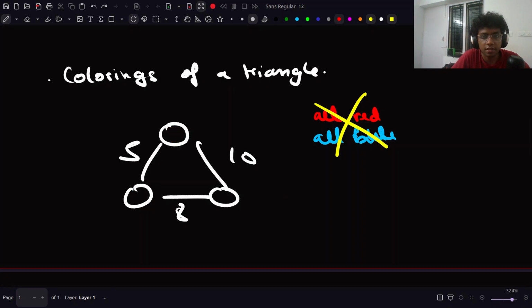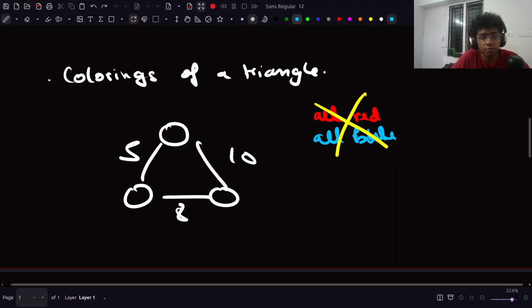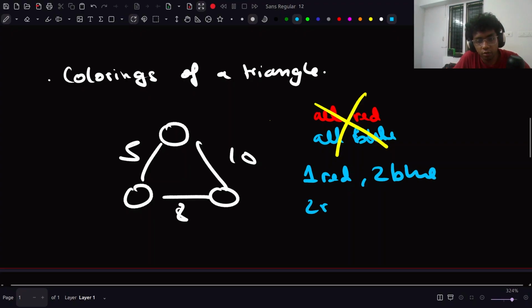Let us see a similar example. If this was blue and these two were red, then again nothing changes. Again the sum will be added as 15, right? So basically the only option we have is one red, two blue, or two red, one blue. These are the options which we have. And in both cases, two edges will be added, right?